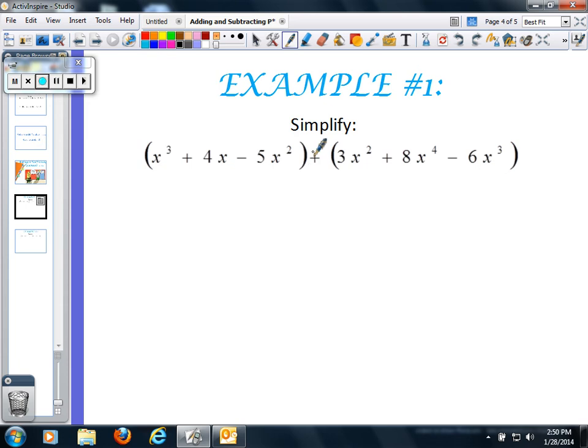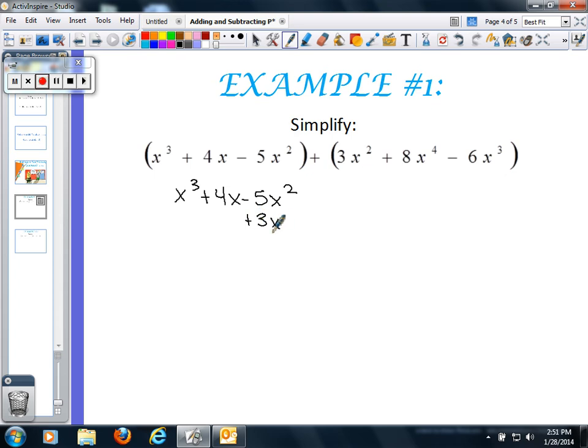Because this is addition, I don't actually need my parentheses. The addition doesn't change anything. So now I'm going to go ahead and rewrite it without the parentheses. And I'm going to use a method called the stacking method. And since this is positive, or addition, I can add these in any way I'd like. So I'm going to stack these below the like terms.